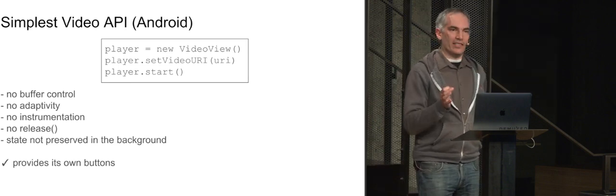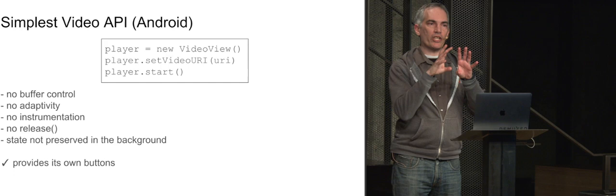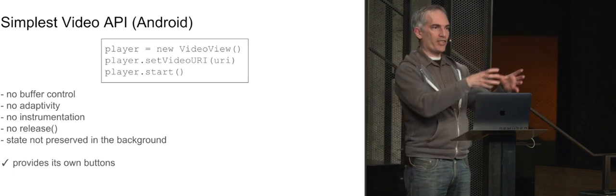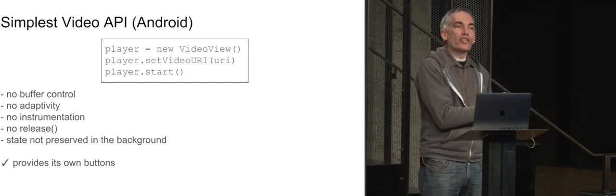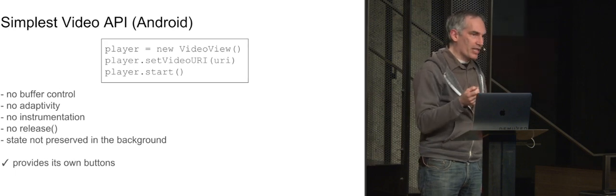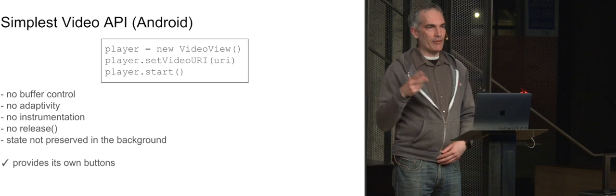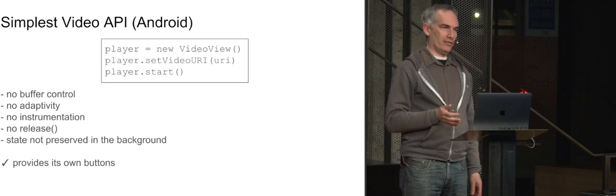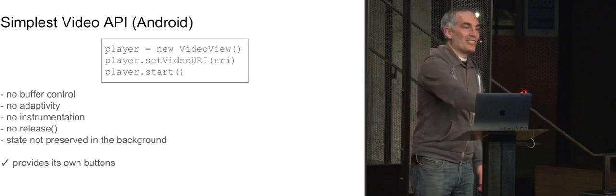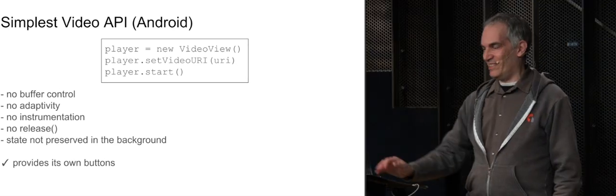There's no way to release it. So you understand, if you want to control the number of decoders you're using, it's very important that when you're done playing, you release the decoder. Here, it relies upon garbage collection, and that depends on memory pressure. So if you want to have an app that plays a video and then plays another video, that may not work. But it does provide its own buttons, in case you didn't want to make a button.